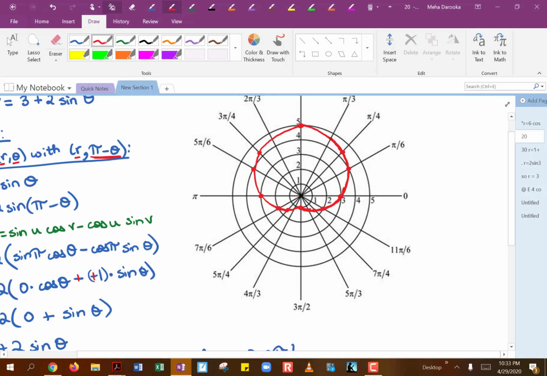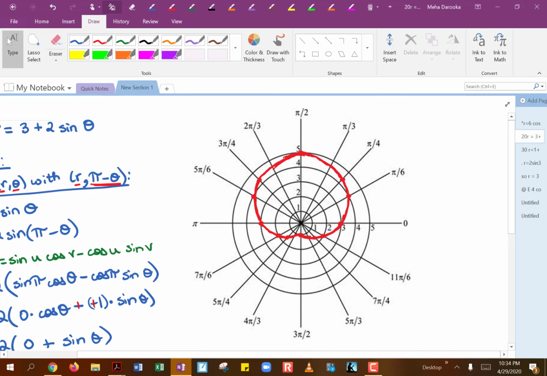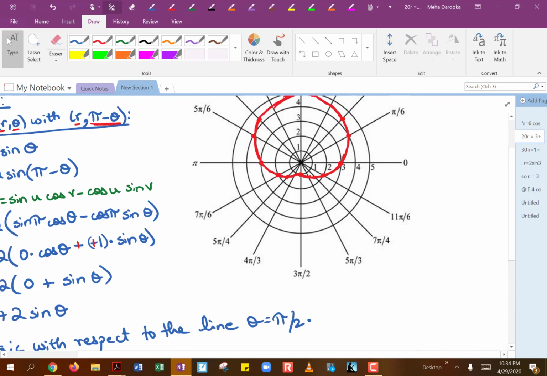And of course you want to try and draw the best smooth curve that you can, and if you need to get more points in there, you can try and get more points in there. This should be somewhere like this. Now this shape of our graph that we have here is what we call a dimpled limaçon.